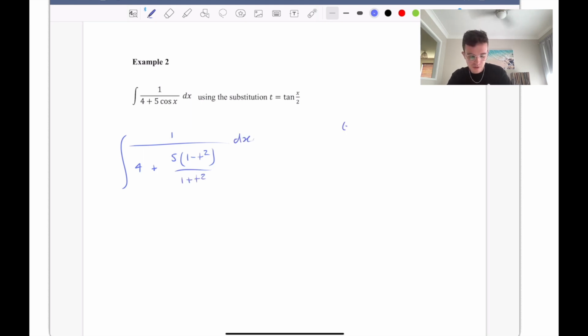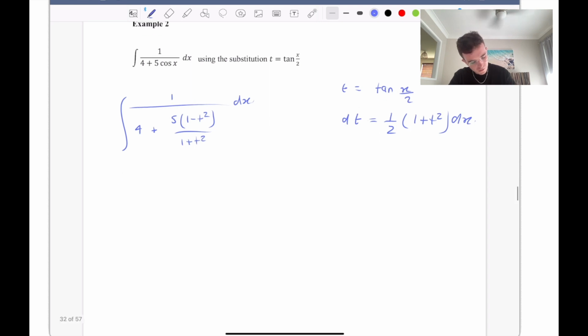And let's use our substitution. So t is tan of x on 2. Now I've already proven in the past that that means dt is a half of 1 plus t squared dx. So let's simplify that. If we times this up to here, it's going to be 4 plus 4t squared plus 5 minus 5t squared. So that's going to be 9 minus t squared.